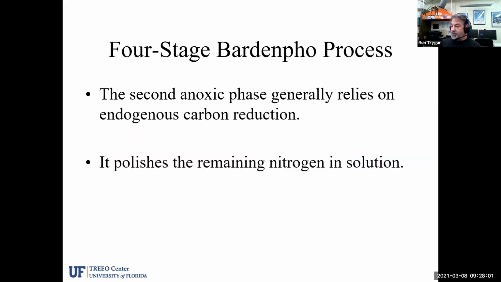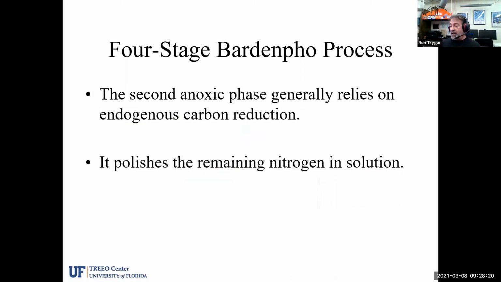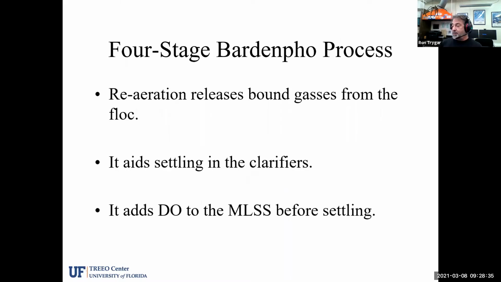So the second anoxic phase will generally rely on the endogenous carbon, which is here. The endogenous carbon would be relied on here in the second anoxic phase. However, if you're not denitrifying efficiently, you may have to add a supplemental carbon source, and it helps polish the remaining nitrogen in solution. It helps remove or polish the NO3 to become finally N2 gas, which goes up as a gas. So that's helping polish that.